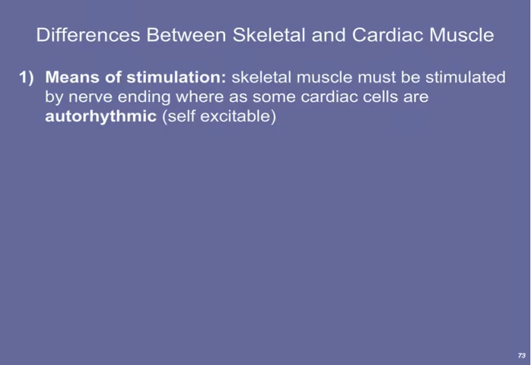So let's take a look at some other physiological differences between skeletal muscle and cardiac muscle. The first big difference is the means of stimulation. A skeletal muscle can be stimulated to contract by motor nerve impulses from the brain or the spinal cord. On the other hand, the cardiac muscle is in fact autorhythmic. It does not need stimulation from motor neurons in order to contract. It contracts on its own.